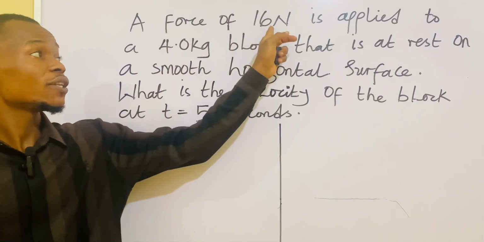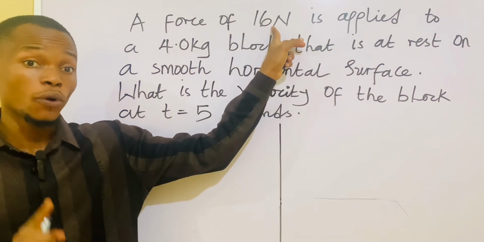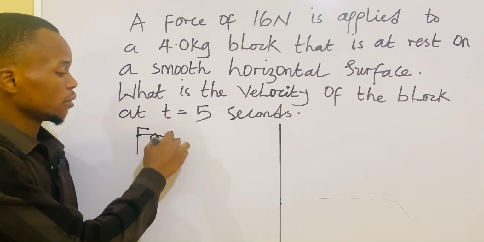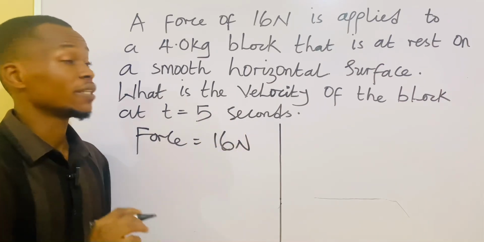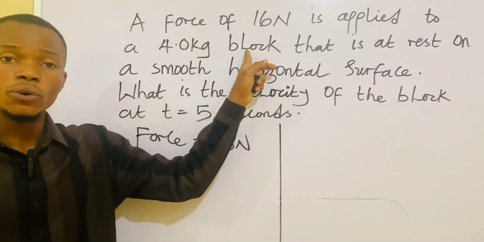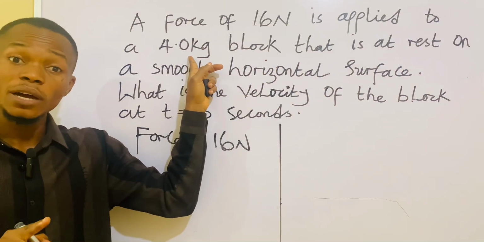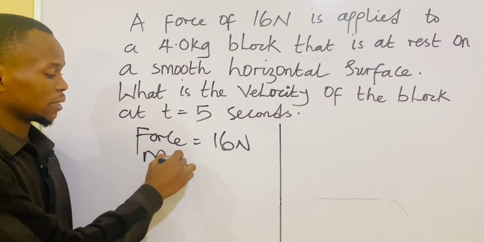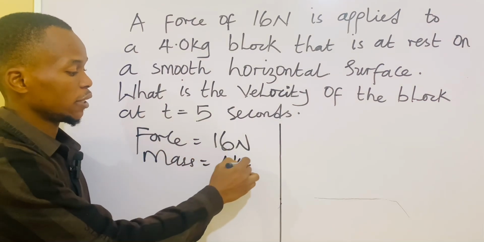A force of 16 Newton. In other words, my first parameter here is force, and my force is 16 Newton. The next is applied to a 4 kilogram block. 4 kilogram. Now, kilogram is a unit for mass. In other words, this 4 is the mass. So my mass is 4 kilogram.